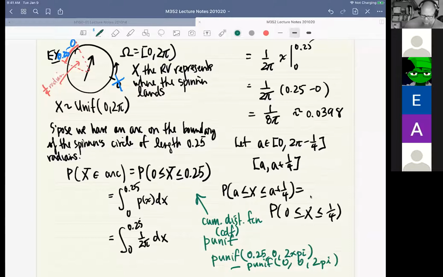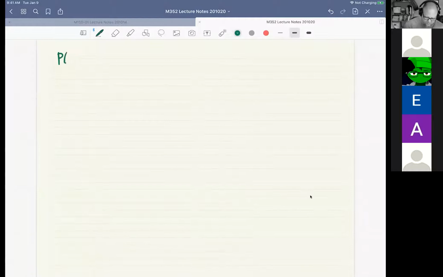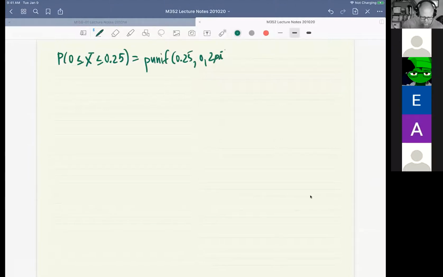Let me rewrite this on the next page. The probability that x is between 0 and 0.25 is punif of 0.25 minus punif of 0. I guess let's just be clear here that this should be p times 2 pi. Put that multiplication in there because I think R really likes that.